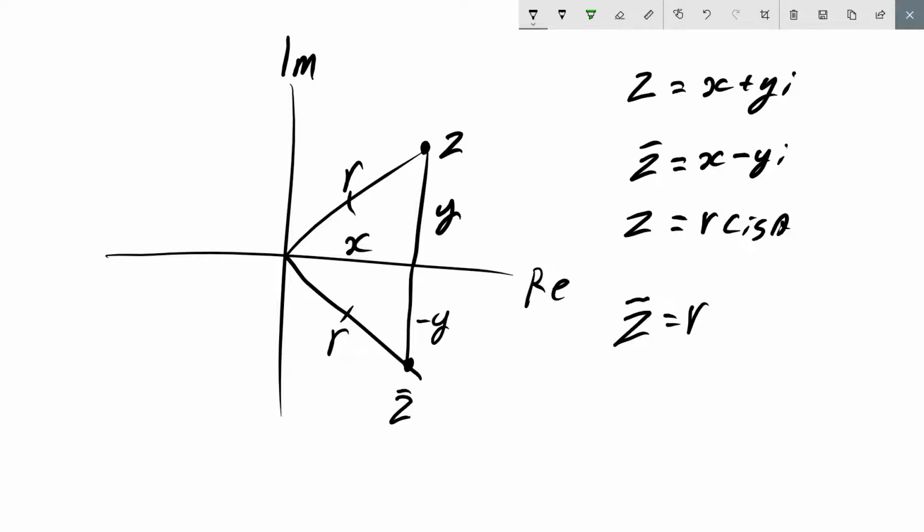What about the cis theta? Are we the same degrees upwards? Well, no, we're not. We're actually going downwards instead of upwards. So what we have is cis negative theta instead.